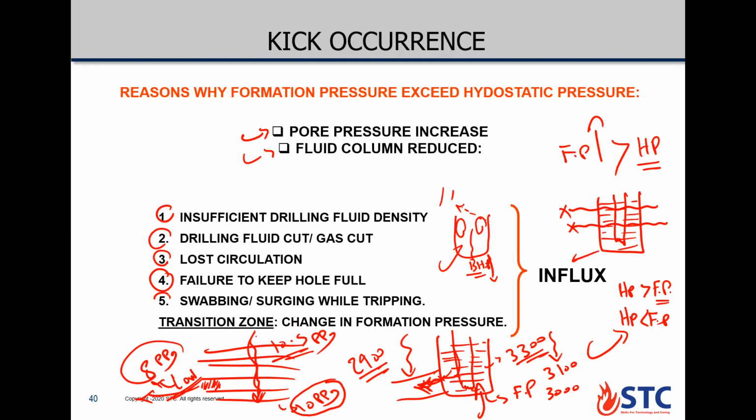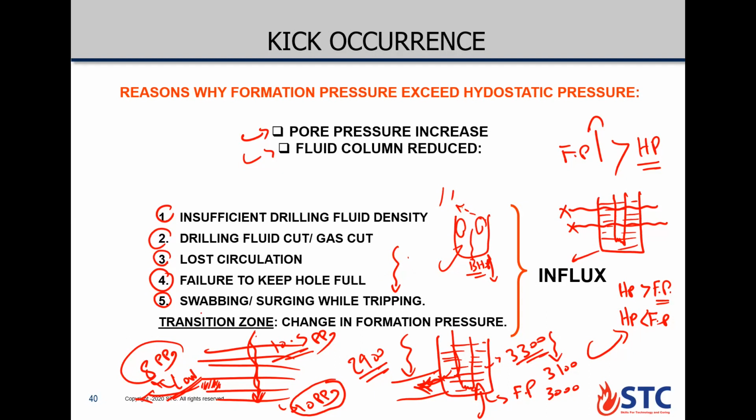And number 5, we're going to talk about in the next slide, swabbing and surging while tripping. Swabbing is like the suction effect while pulling out of the hole. If you pull out so fast, you're going to allow your hydrostatic pressure or bottom hole pressure to momentarily reduce, so you're going to have influx. And surge is vice versa. While running in the hole, you may add some pressure to the bottom hole, so you may cause induced fracturing, and your hydrostatic pressure dropped, and you may have influx.